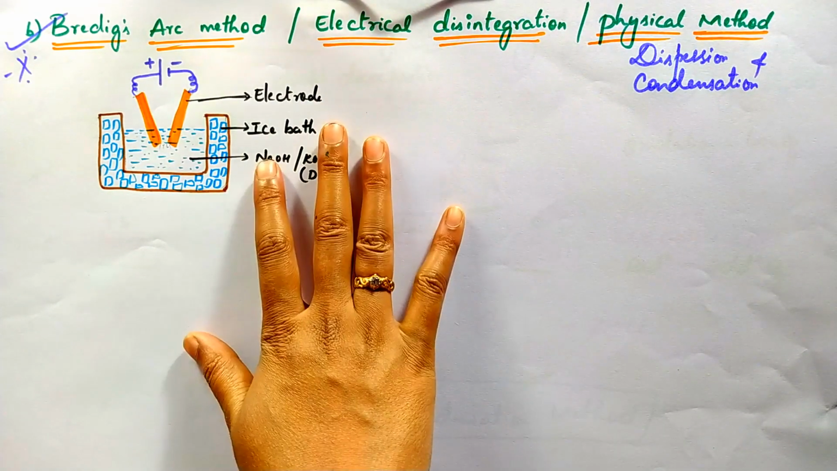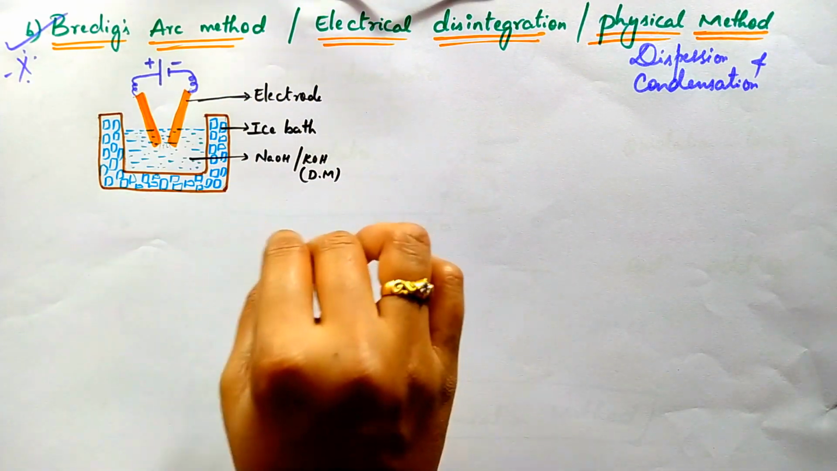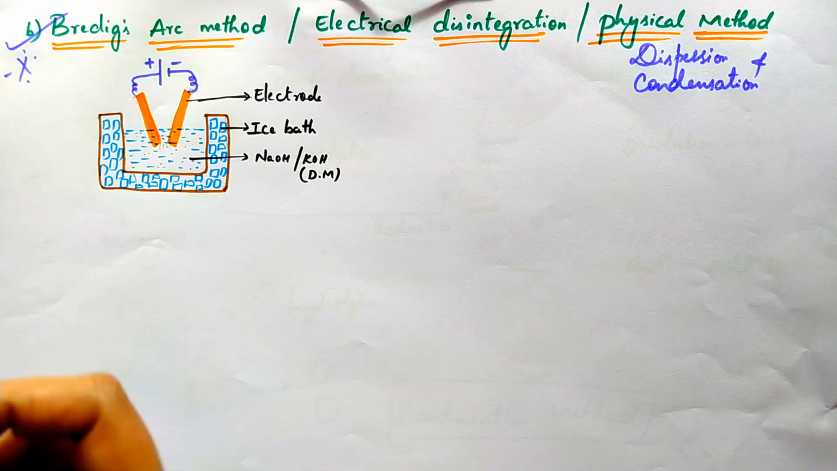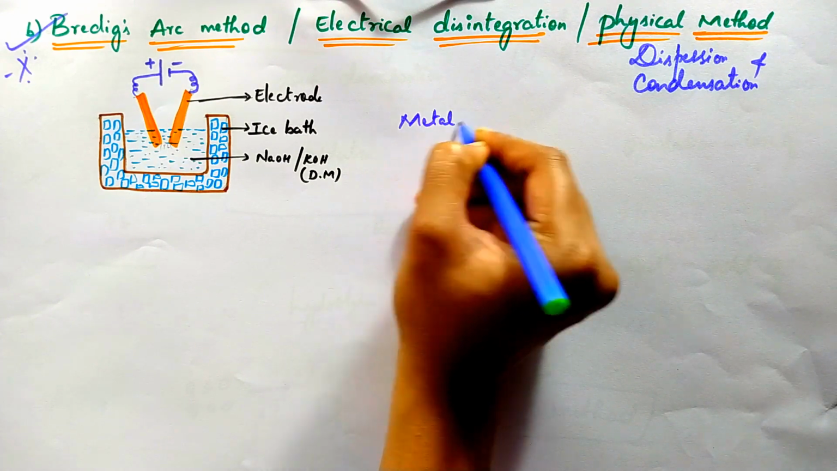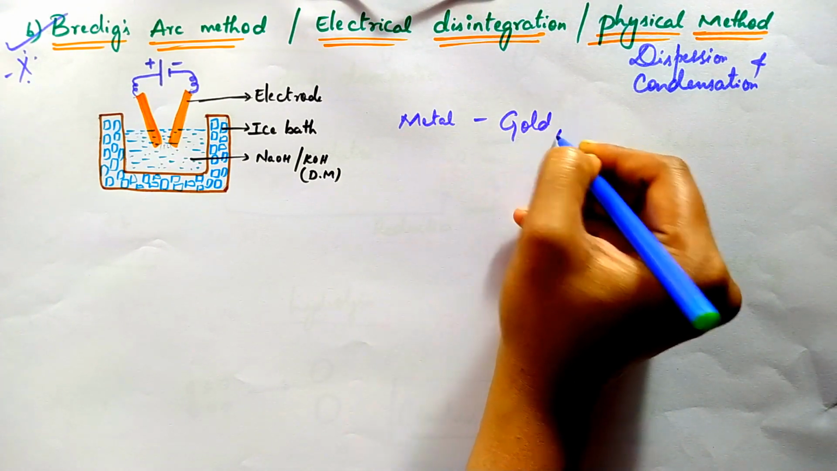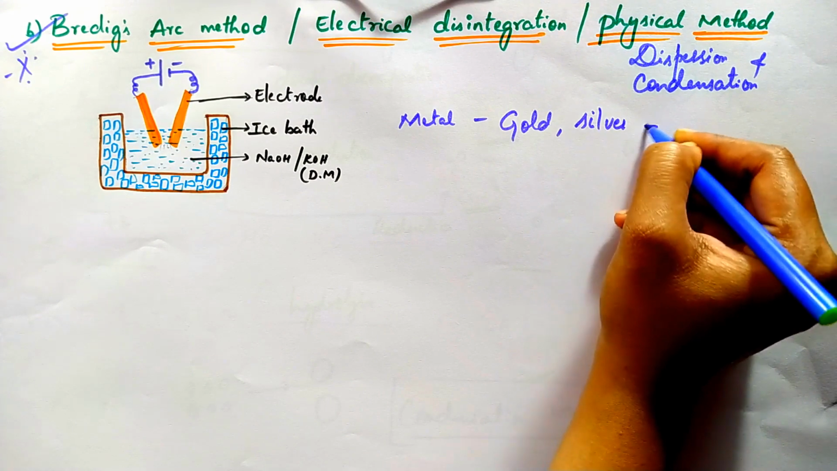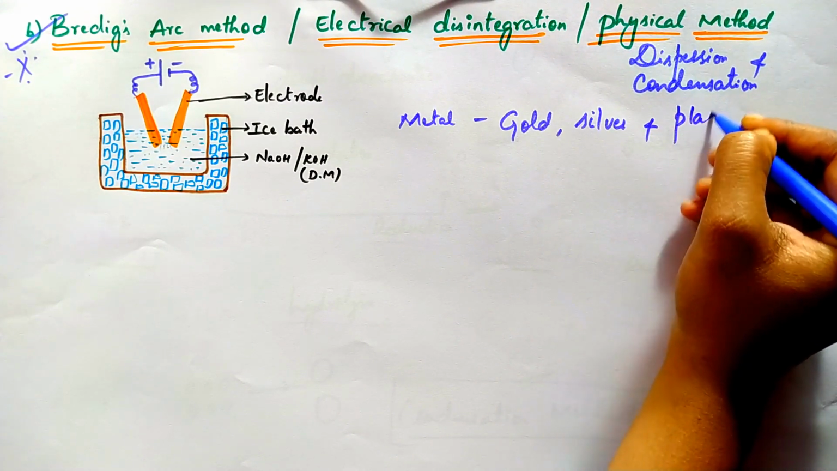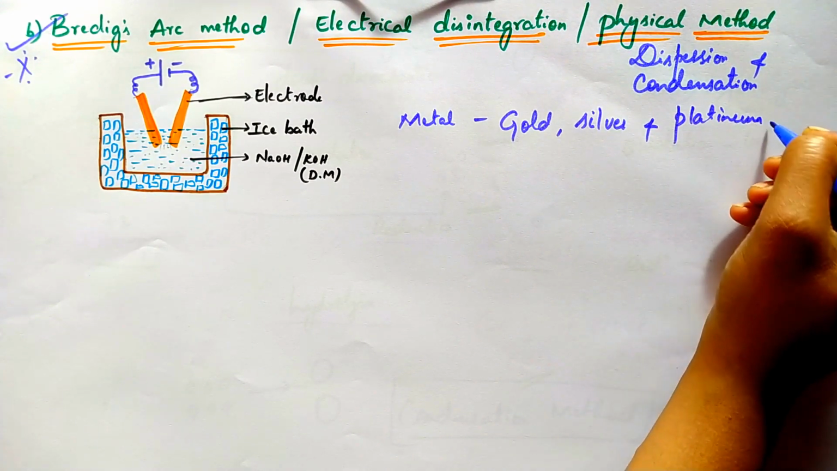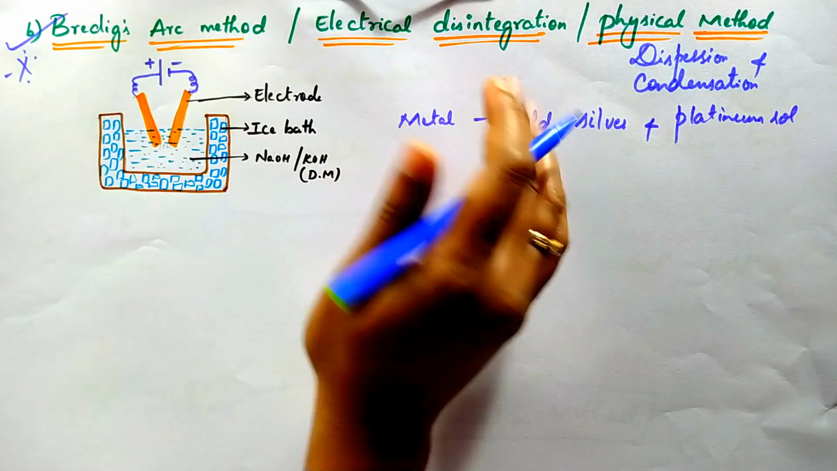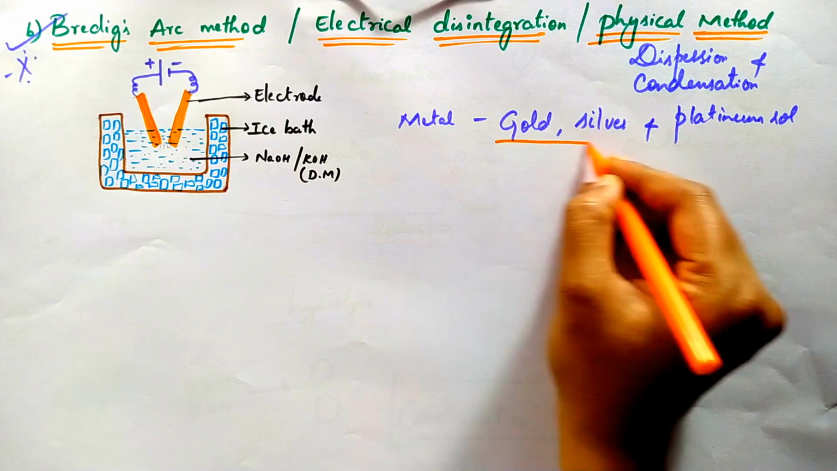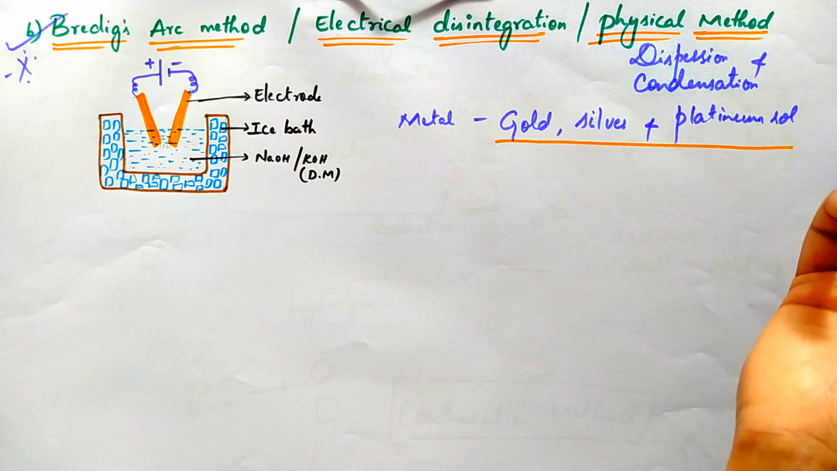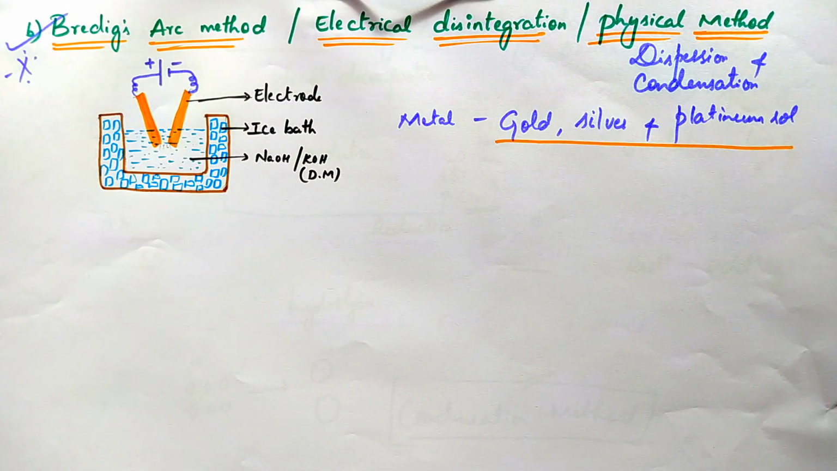In this method, colloidal sols of metals can be prepared. So, colloidal sols of metals like gold, silver and platinum can be prepared by Bredig's arc method. This is also an important point to be noted. Which kind of metals can be prepared by Bredig's arc method? It is gold, silver and platinum.